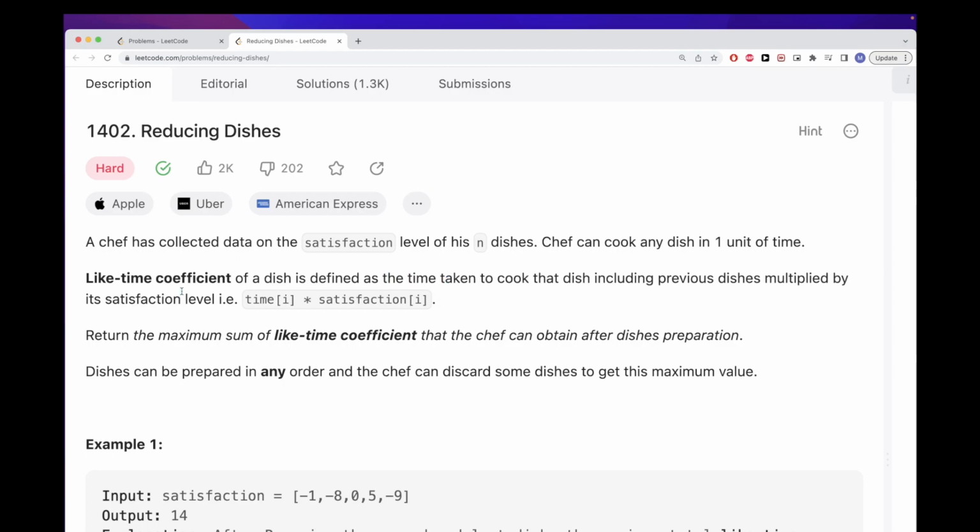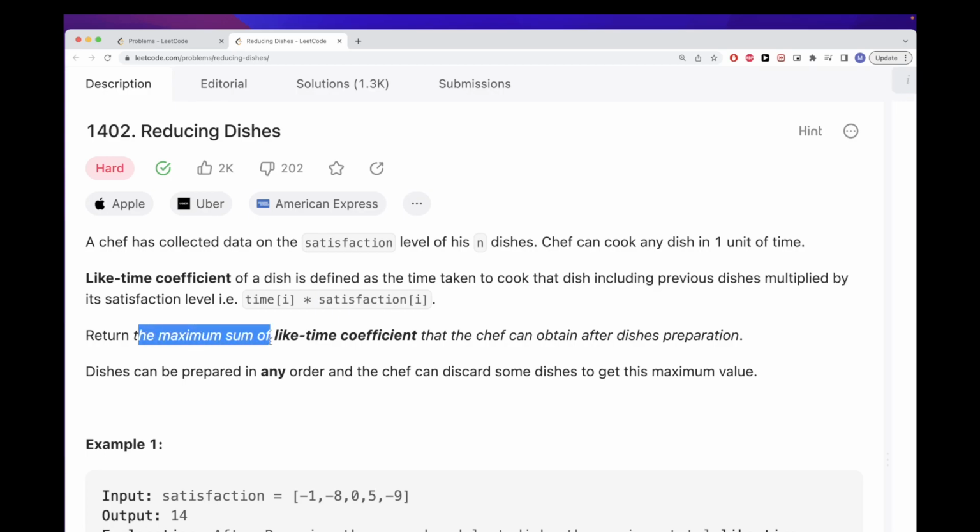So basically you cook the first dish at time 1, the second dish at time 2, the third dish at time 3, and so the satisfaction level of the third dish is 3 multiplied by the value in the satisfaction level array. So that's all what this means.